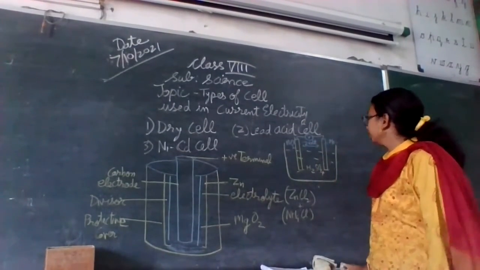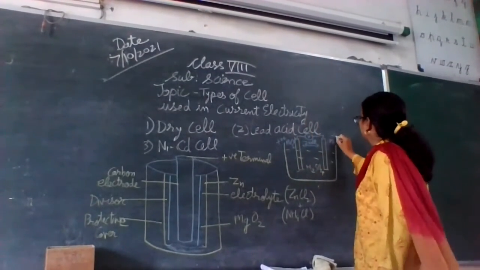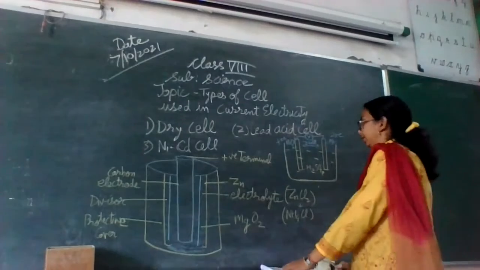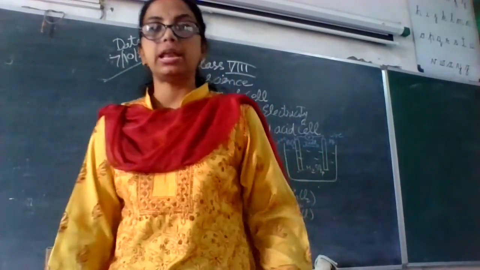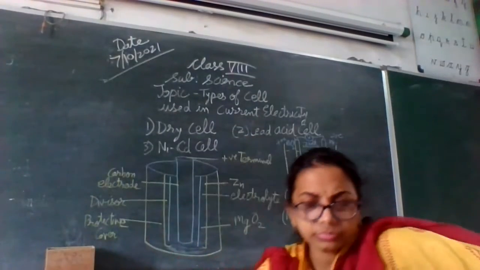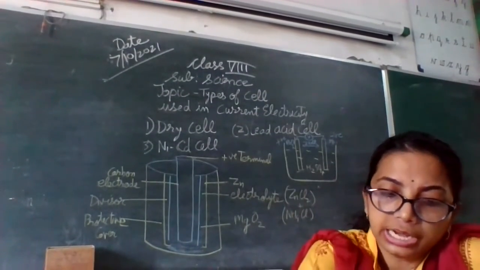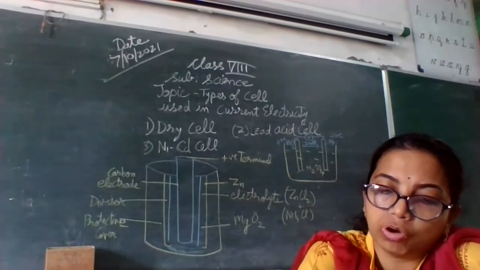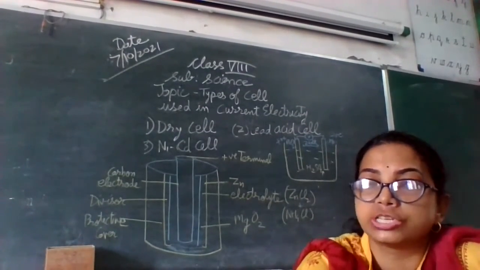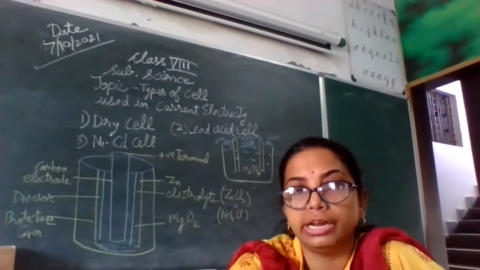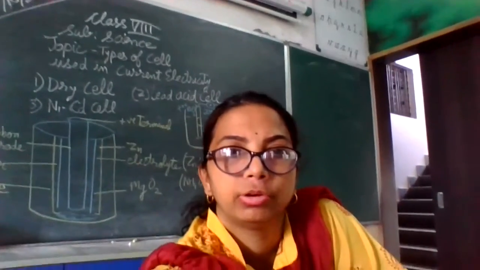The positive terminal will be lead oxide, and the negative terminal is lead. So this is the structure a lead acid cell has, and it can be recharged again and again. The lead acid cell contains a lead electrode and a lead oxide electrode. You can see the two electrodes: one is a lead electrode, another one is a lead oxide electrode.